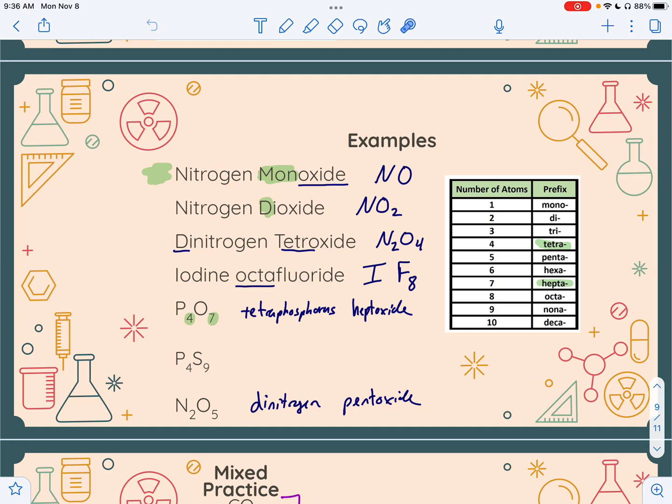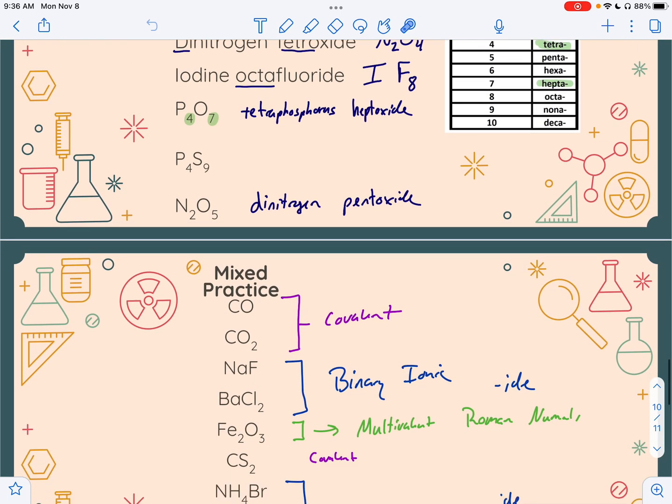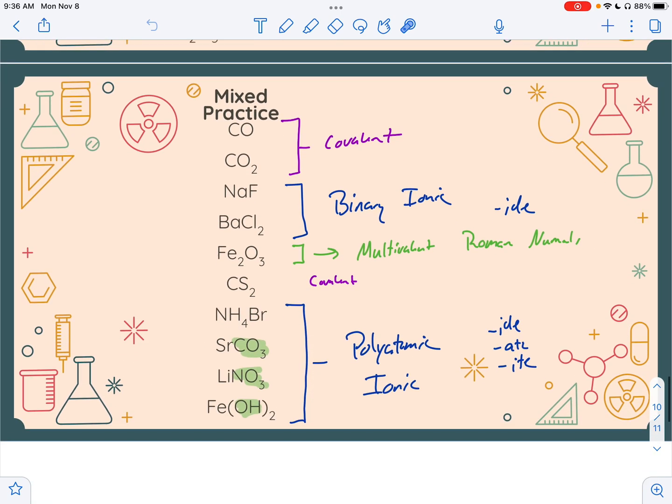So at this point, using prefixes is only for covalent compounds. What I'm going to ask you to do is identify whether we are dealing with covalents or ionics. The best way to do that is looking at some mixed practice. Covalents will have a nonmetal first, like carbon, whereas sodium is a metal, so that's going to be different. Barium is a metal. Those will be ionic.